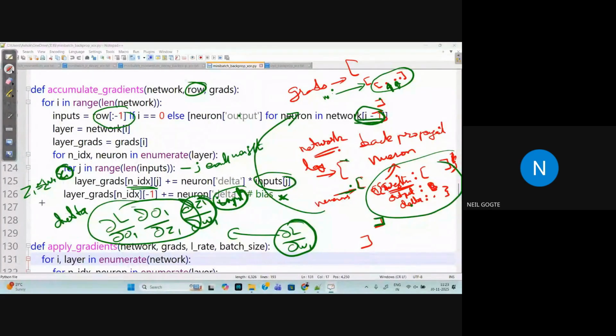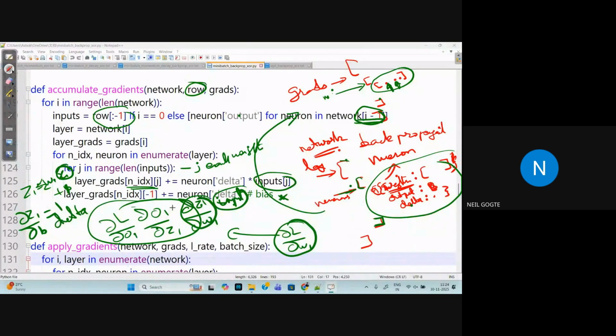Why? Because if you take the derivative of the sum plus B, which is what Z is, with respect to B, it becomes just 1. The derivative is only 1 because dou Z1 by dou B is equal to 1. So we just take the delta. There is nothing multiplying this. You can see there, this is just the delta. So this is what accumulating gradients is.